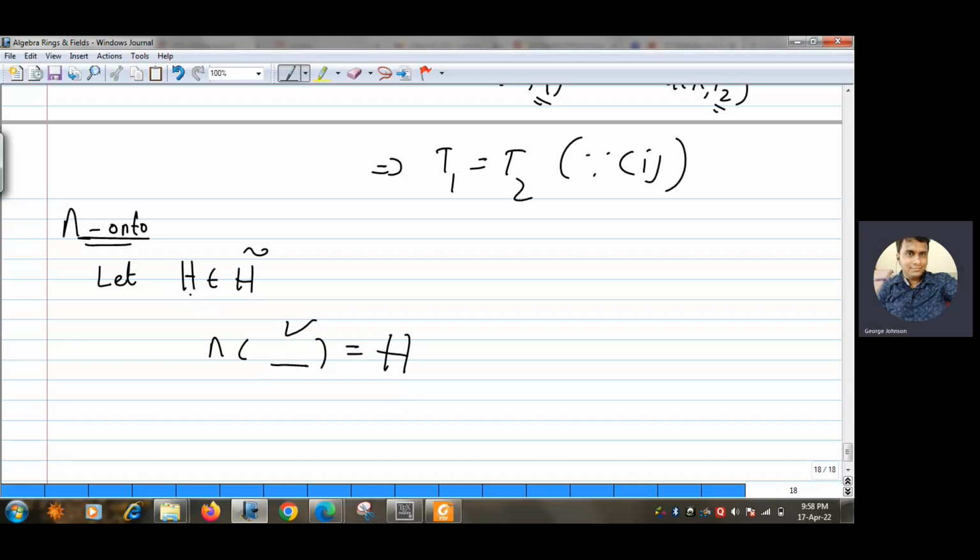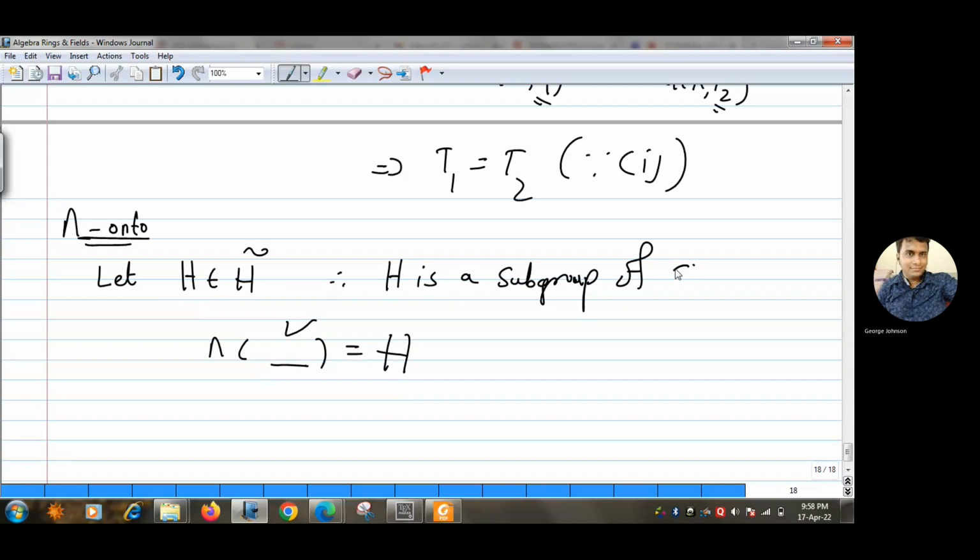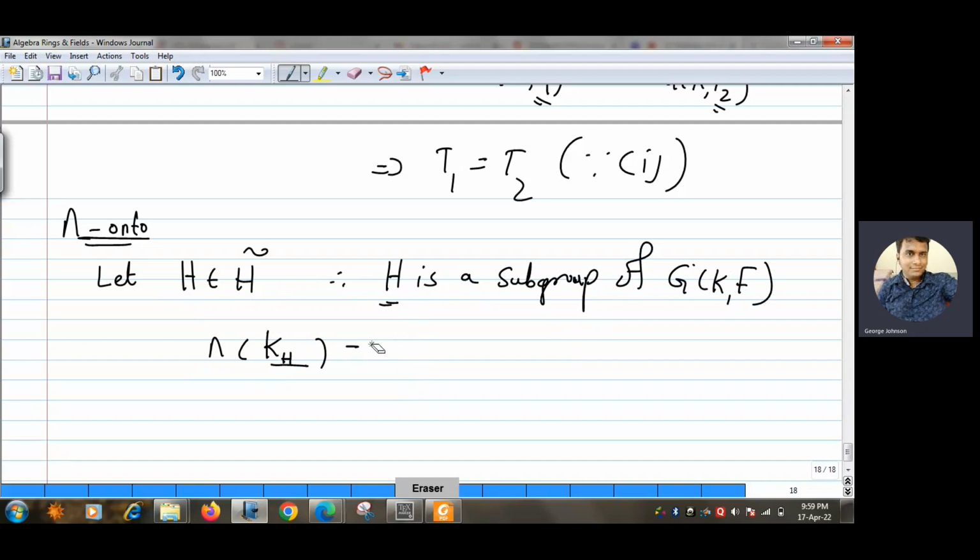Because we are starting with H belongs to H tilde, that means H is a subgroup of GKF. And because H is a subgroup of GKF, we can talk about the fixed field of H. So let us take the fixed field of H over here. Let us see what the image of the fixed field of H is. Because H is a subgroup, I can talk about the fixed field of H, and I will take that element in the domain. Lambda of KH, I will prove that it is H.